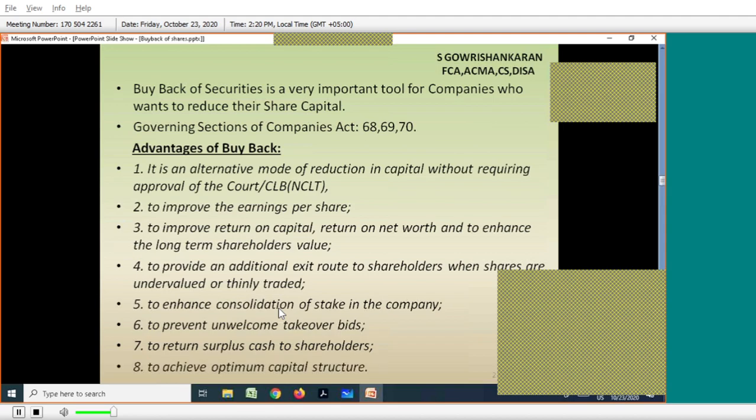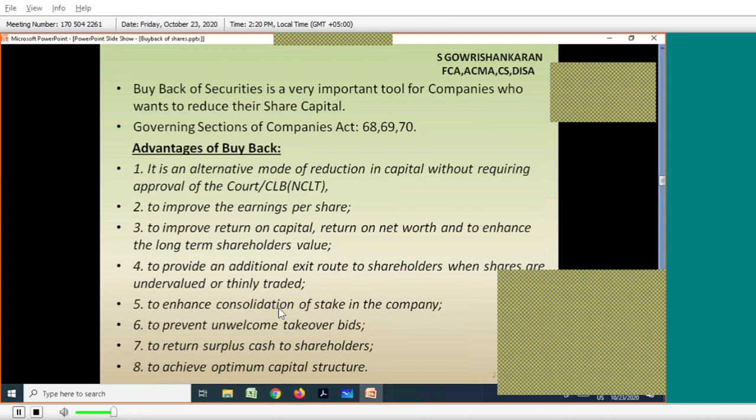To achieve optimum capital structure, that is also one thing. My debt to equity ratio, I have to maintain 2:1 as per the bank loan. But presently I am not able to maintain it because I have more capital. So I have to reduce the capital. Why? Because I have to match with my debt.